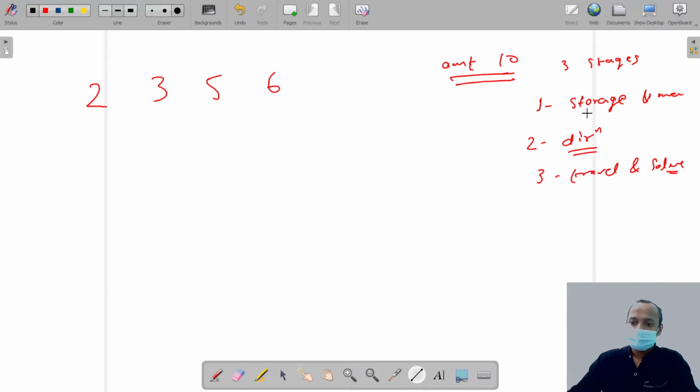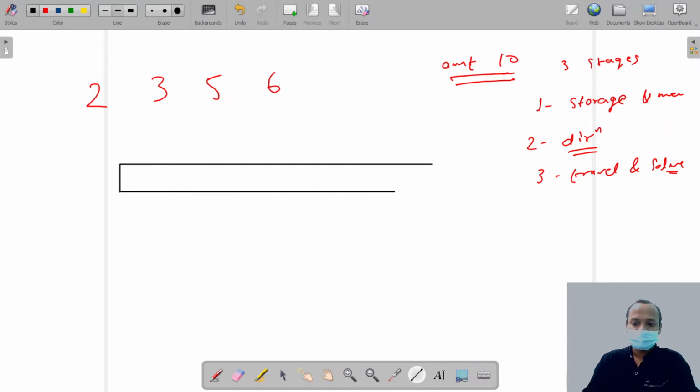So we have to first define a storage. The storage is, let's see, a 1D array of size amount plus one. The amount is 10, so I'm going to make a 1D array of size 11. So 0, 1, 2, 3, 4, 5, 6, 7, 8, 9, 10. Now we have to define its meaning.